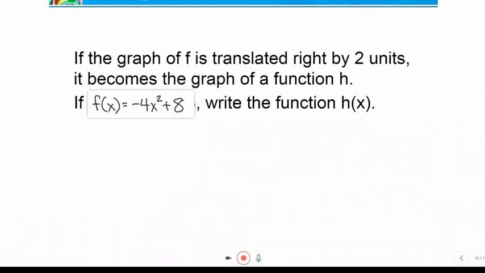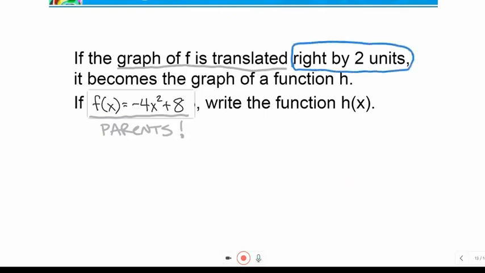Let's try another one. Again, this is a good opportunity to pause and actually try this on your own now that you have all those notes. The graph of f is translated. So again, here we go. F is our parent function. It's moving to the right 2 units. All right. All left. That's horizontal. And if you're moving to the right 2 units, that's going to say minus 2.